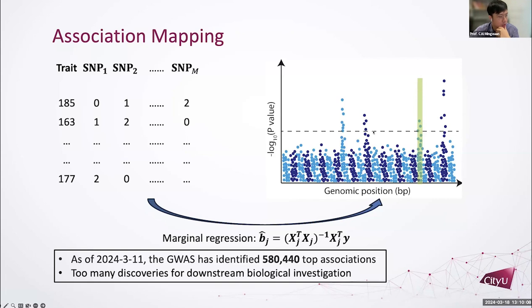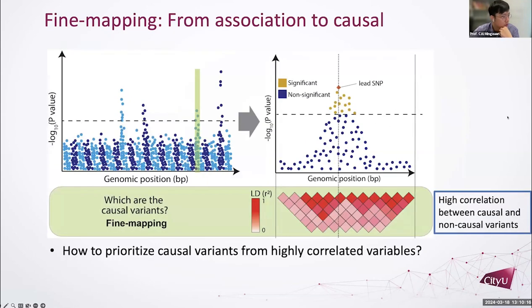And actually, not all of these statistical associations identified with GWAS are causal signals. The first reason is that, from this figure, we can see that in a very short local region, like this green bar, we can have multiple SNPs that have a statistically significant association with the phenotype.